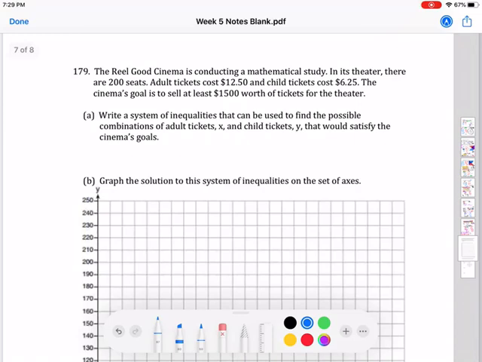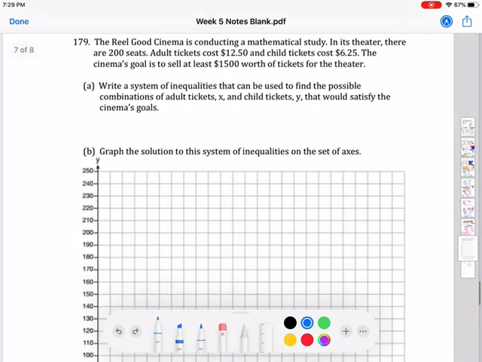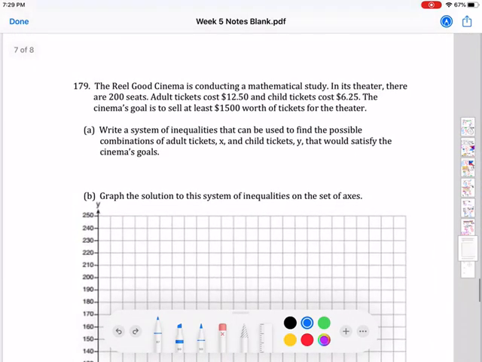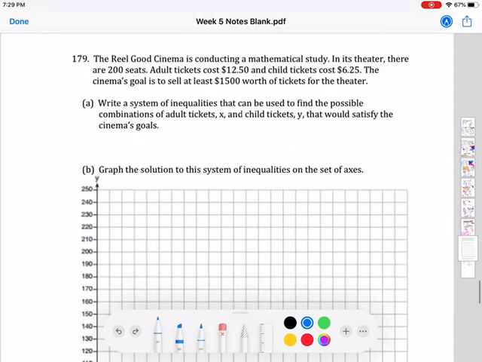All right, the next word problem we're going to do is actually dealing with inequalities, less thans and greater thans, and it's graphically. This graph looks crazy. Just stick with me. It won't be as bad as it seems. Okay, so the word problem says, the Real Good Cinema is conducting a mathematical study. In its theater, there are 200 seats. Adult tickets cost $12.50 and child tickets cost $6.25. The cinema's goal is to sell at least $1,500 worth of tickets for the theater.